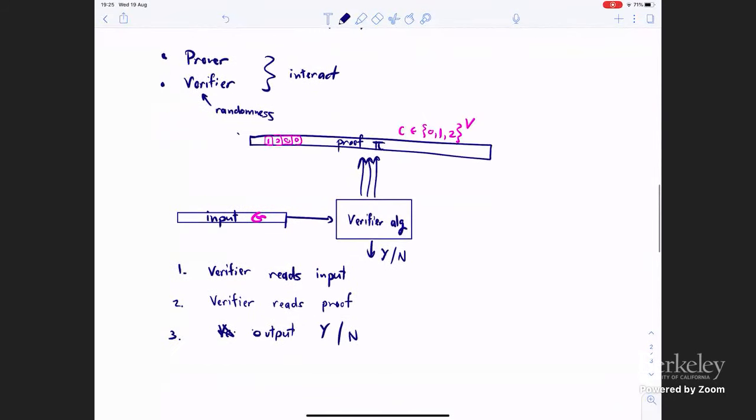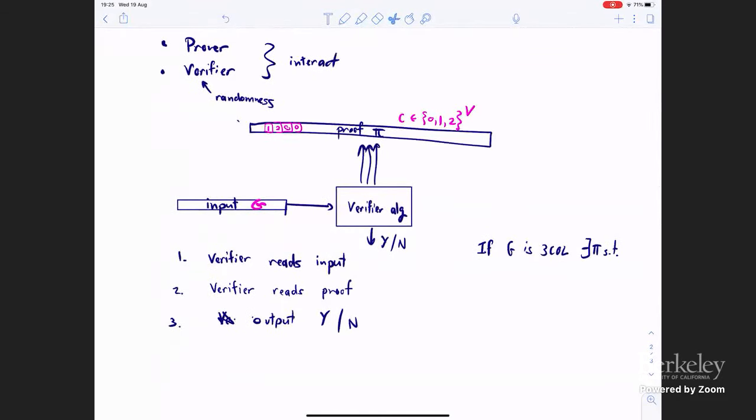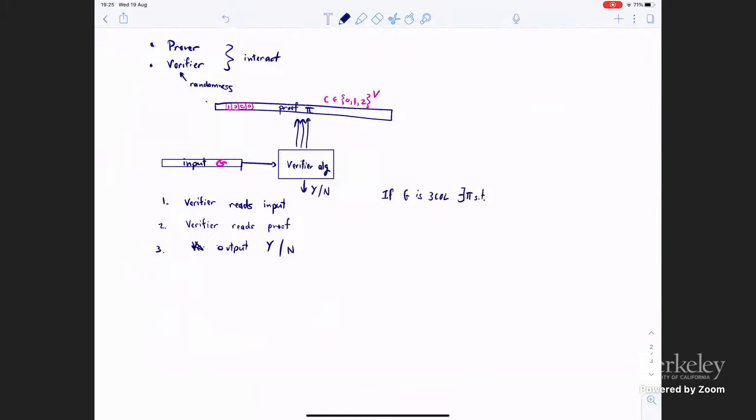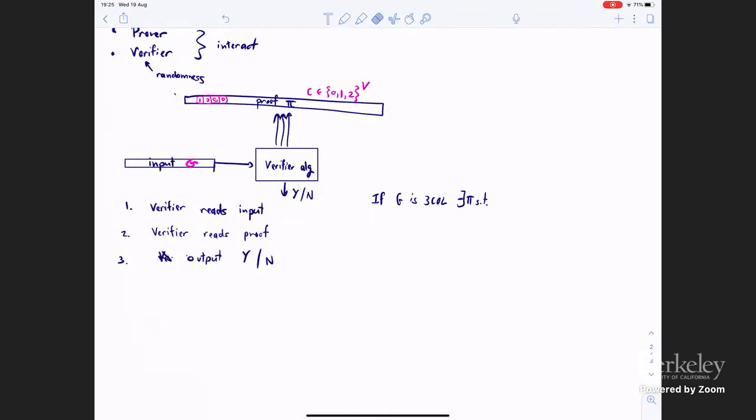And in an NP language, the property is that if G is three colorable, then there exists some proof pi such that the verifier says yes. Maybe I don't have enough space here, so let me make everything smaller. So there exists a proof pi, such that the verifier says yes. Of course there is, right? The proof would just be a proper three coloring of the vertices.